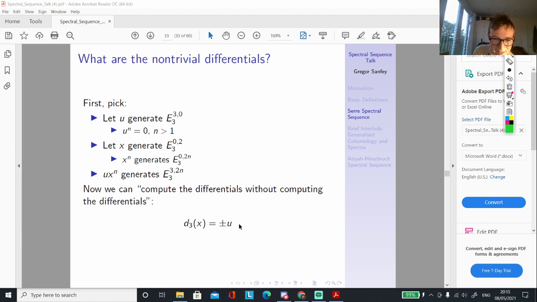And so what we claim is, and I'm not going to show it, but I don't think it's that difficult to show, is that d3 of x is going to be u, but it's going to generate E3 0 3. I'm not actually sure which sign it is, but either way, it's going to be one of those, and that's good enough for us.